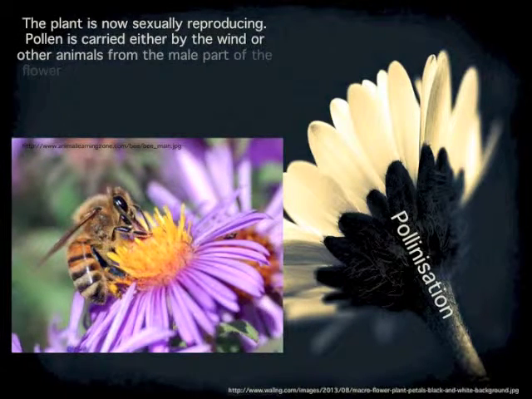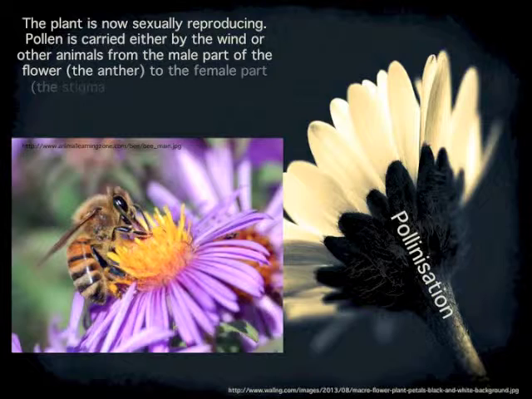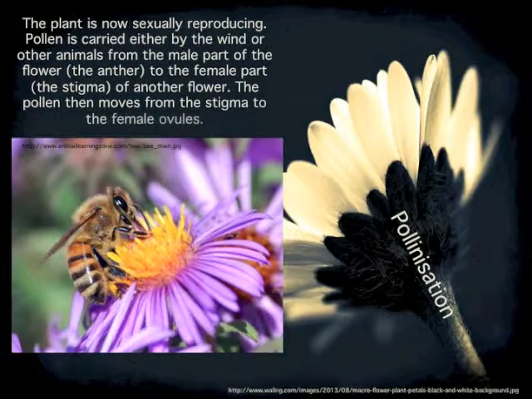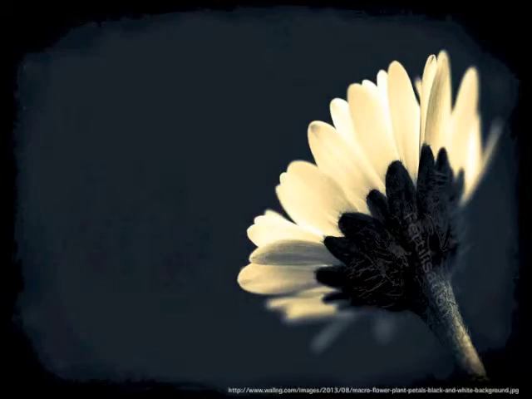Pollen is carried either by the wind or other animals from the male part of the flower, the anther, to the female part, the stigma. The pollen then moves from the stigma to the female ovules.